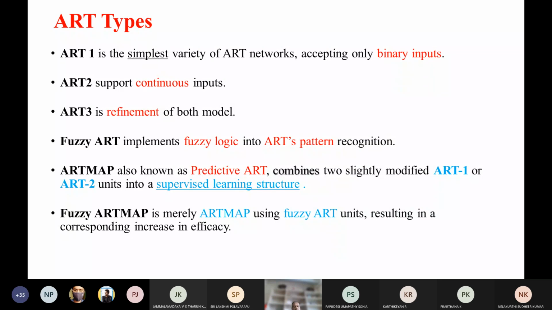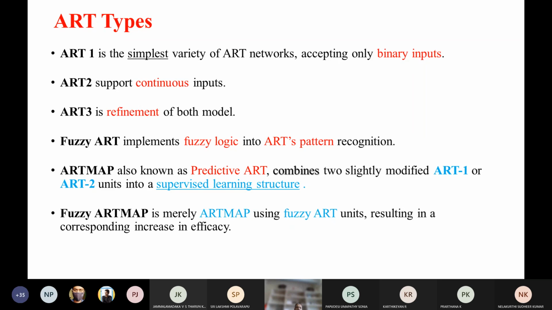ART map combines two slightly modified ART1 and ART2 units into a supervised learning structure. It slightly modifies ART1 and slightly modifies ART2, and then it is considered a predictive ART or ART map, and it uses a supervised learning structure instead of an unsupervised learning structure.